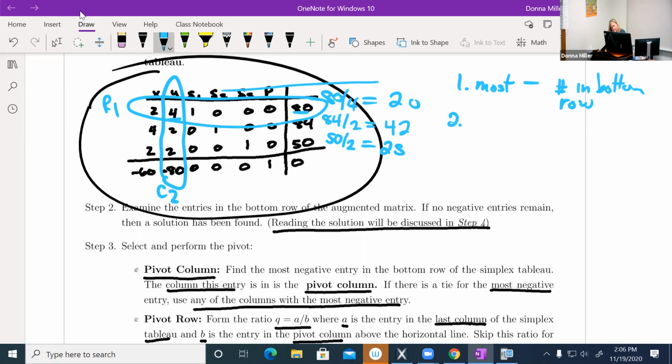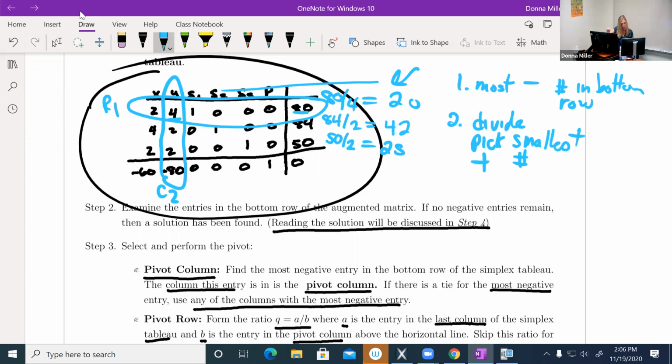You're going to divide like I showed you and pick the smallest positive number, which in this case was 20, all right? So that gives me my pivot row and my pivot column, okay? Are you all right with that? Yes? So I run the program.